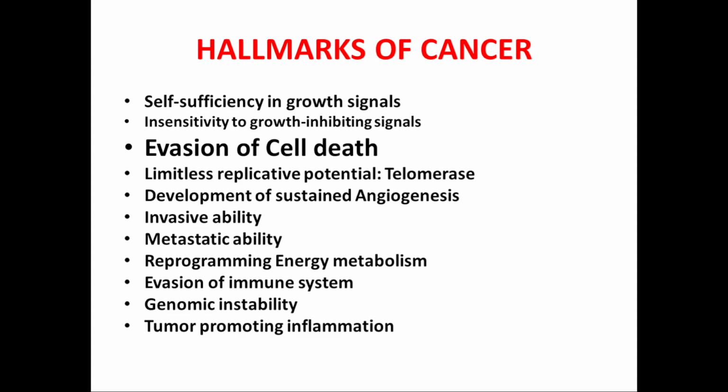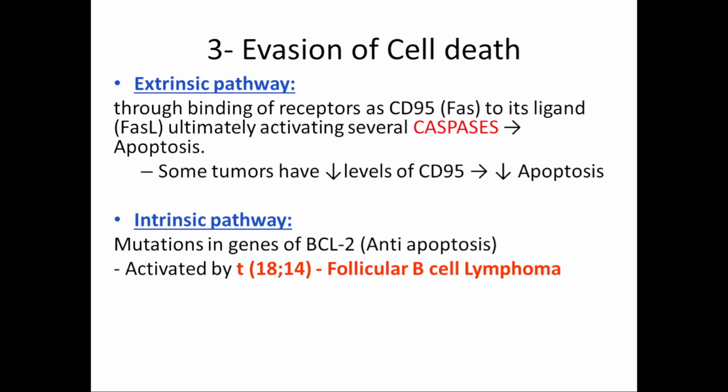So evasion of cell death. Evasion of cell death happens through either downregulation of the genes or the pathways responsible for apoptosis mainly. For example, in malignant cells there is a decrease in the levels of CD95, which is an important receptor for the extrinsic pathway of apoptosis. You have already taken this. So in malignant or tumor cells, the receptor level of this CD95, which is important for the extrinsic pathway of apoptosis, is downregulated or decreased in level significantly.